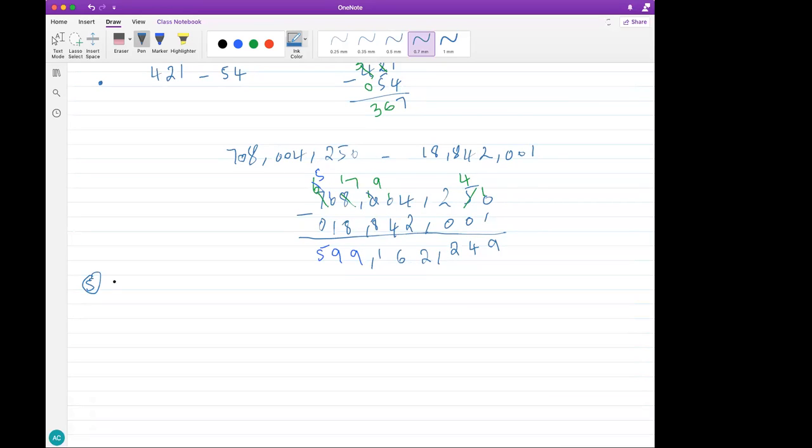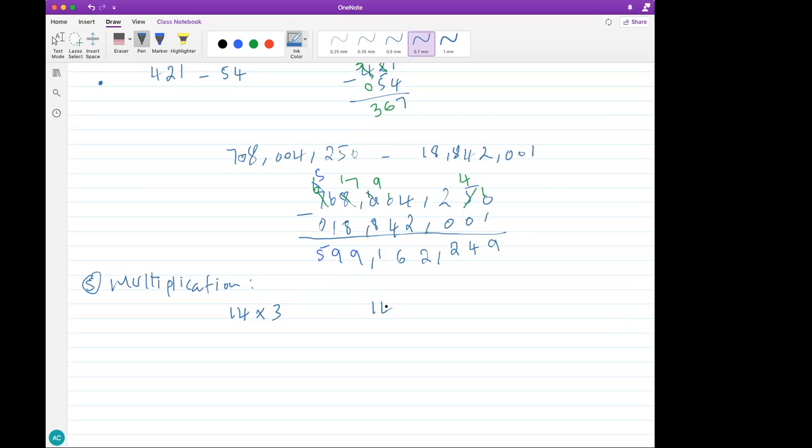Let's do the multiplication. So the most important thing about multiplication is first knowing the multiplication table. That makes things a lot easier. Start with just a simple example here. So we have 14 multiply 3.